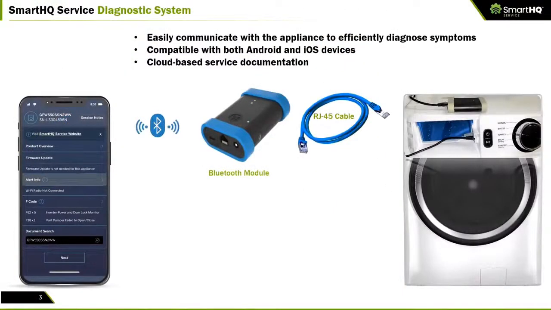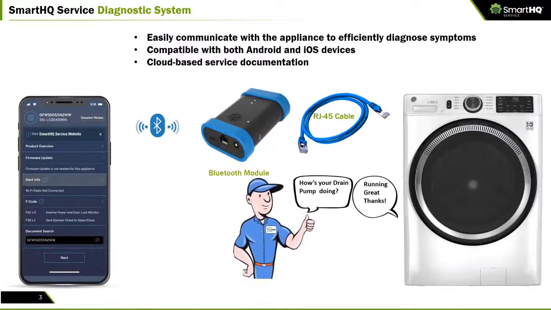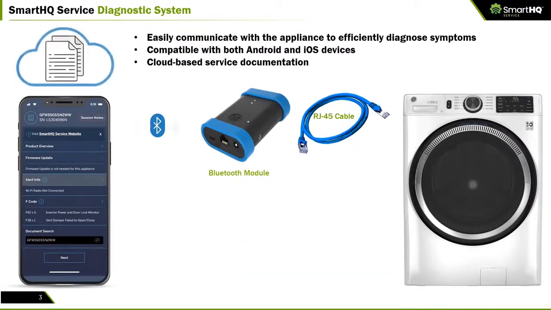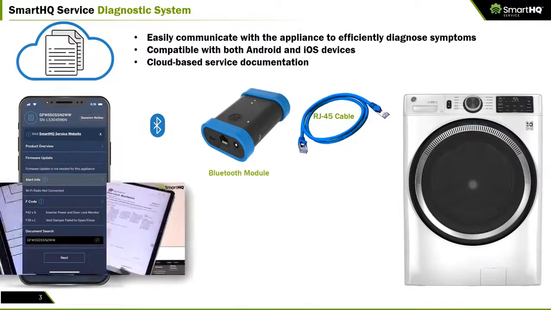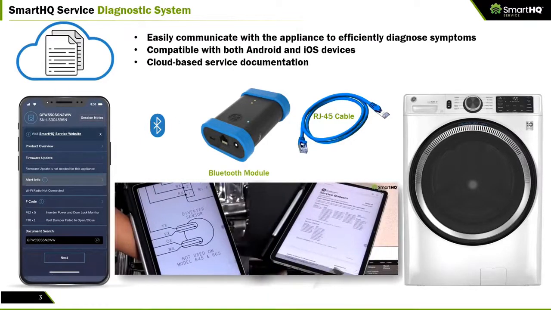All right, so once you connect to the appliance, of course, you'll be able to communicate and diagnose it. But in addition to just having real-time diagnostics, you also have cloud-based service documentation right within the app. So this is going to give you things like service bulletins, the mini manuals, schematic diagrams, as you can see over there, and a whole lot more information. It's going to make it very easy for you to find this. All right. So that's essentially the system and how it connects to the appliance.